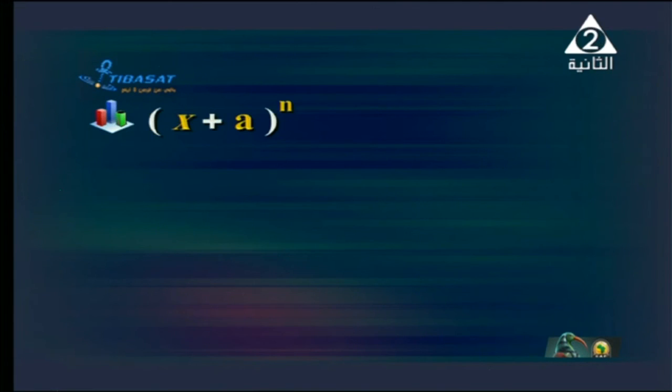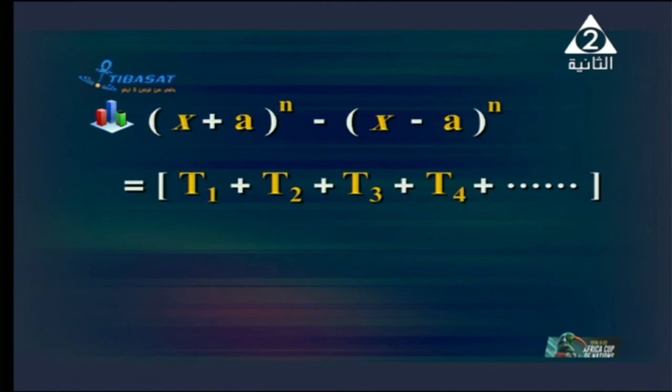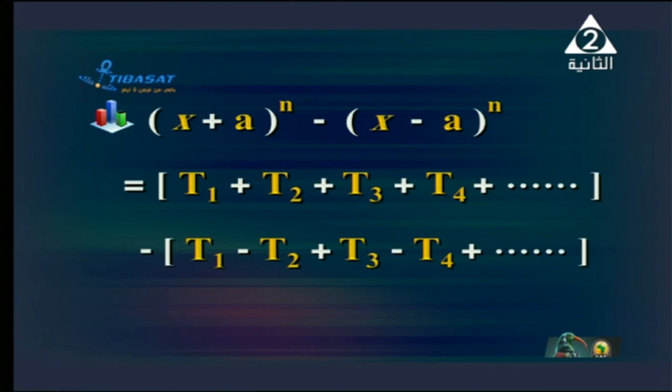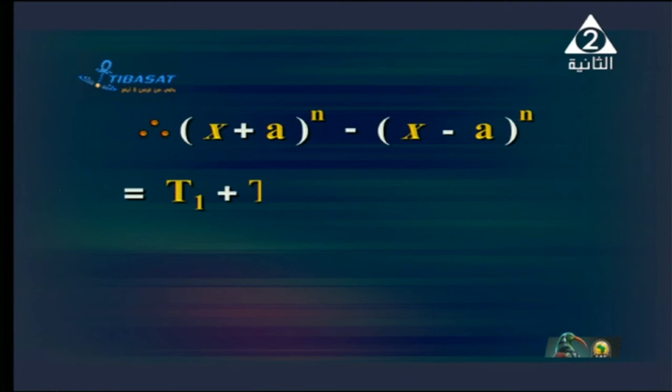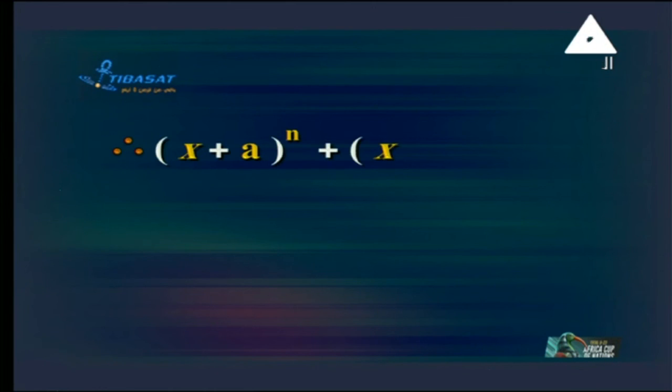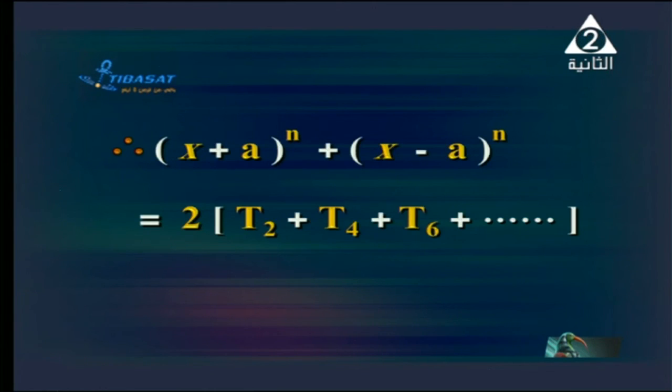But (x + a)^n minus (x − a)^n equals twice the even terms, by the same method: the first bracket T1 plus T2 plus T3 plus T4 minus the second bracket T1 minus T2 plus T3 minus T4 and so on. The answer is 2 multiplied by the even terms: 2 times T2, T4, T6 and so on.